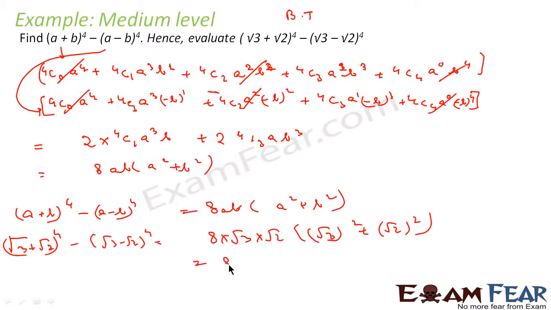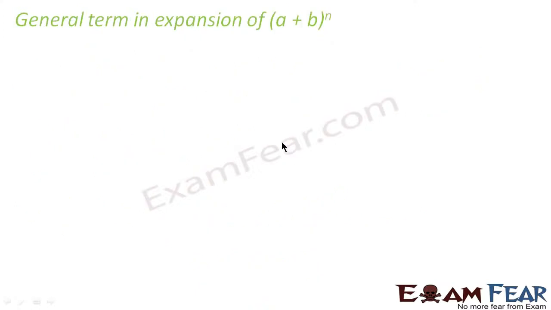So what I get is 8 root 6 into root 3 whole square is 3, root 2 whole square is 2, that is 8 into 5, that is 40 root 6, and this is the answer. So what I have done, I have expanded (a + b)^4 and (a - b)^4, subtracted them, and I got this, and then I replaced a and b with root 3 and root 2 respectively to get the answer.